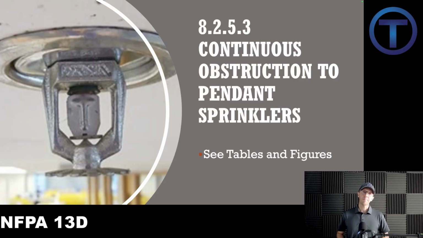Let's move on to 8.2.5.3, and we're going to look at continuous obstructions to pendant sprinklers. This means a solid block out, something that's going to stop water from flowing and create a shadow area. And we're going to look at tables and figures that help us understand where to place our heads in relation to those to make sure that we get the water down where it needs to be, put out that fire.